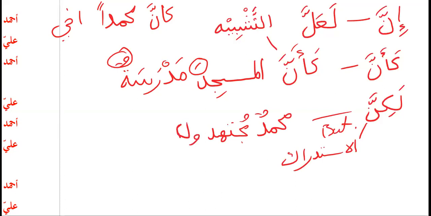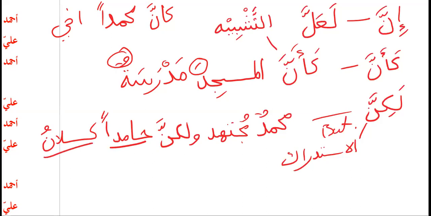ولكن حامدًا كسلان. So here we clearly see حامدًا is اسم لكن, and كسلان is خبر لكن. So it would be mansub with the fatha because it's ism lakinna, and with the dhamma because it is khabaru lakinna.